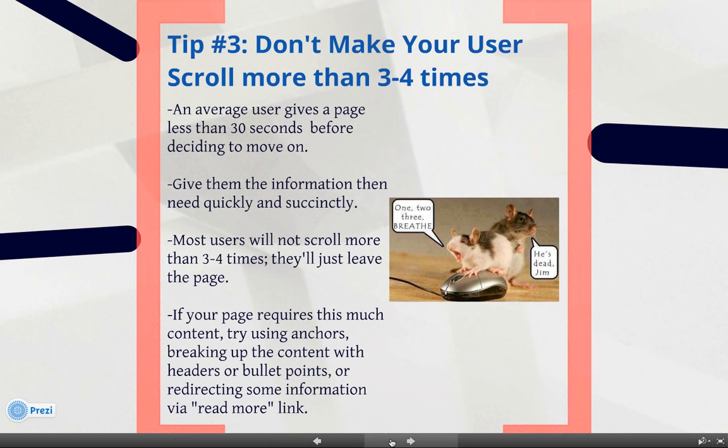And that doesn't mean that your page shouldn't have that much content. There's plenty of pages and websites that need a lot of content. It's really just about how you break it up. So to reduce the amount of scrolling that a user does on your site, you might try using anchors, which are links that drop down to additional information at the bottom of the page. You might want to break up content with headers or bullet points, and we'll talk about all those more in depth, but just keep those pages as short and brief as you possibly can.